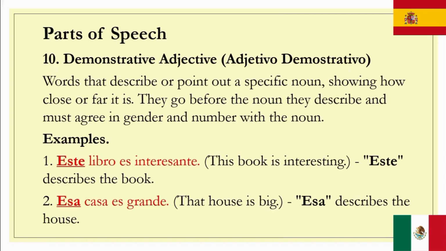So demonstrative adjectives, or demonstrative words, go before the noun, they describe it, and must agree in gender and number with the noun. It is where the Spanish demonstrative words become more challenging, because you also need to know the gender and the number of the noun you want to describe or point out.